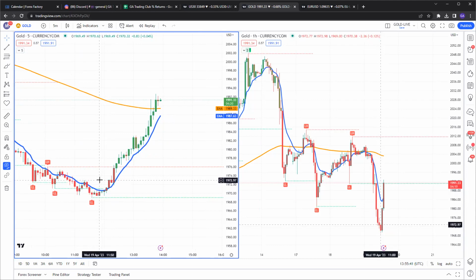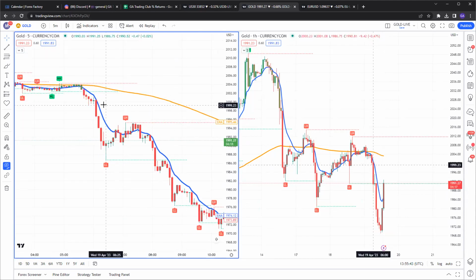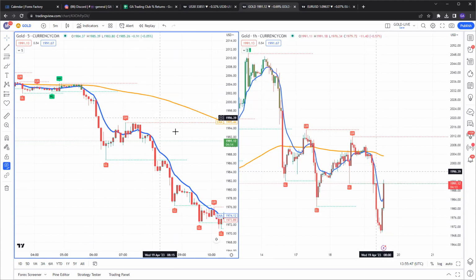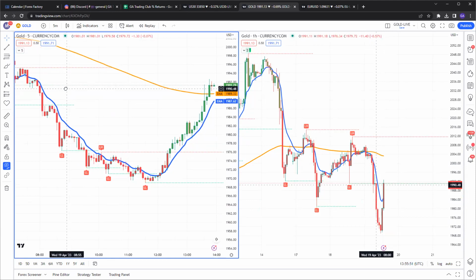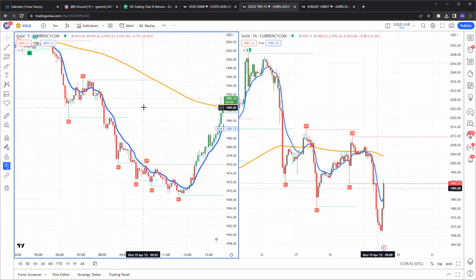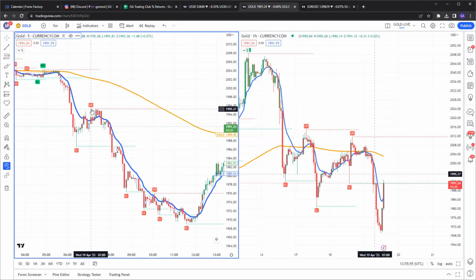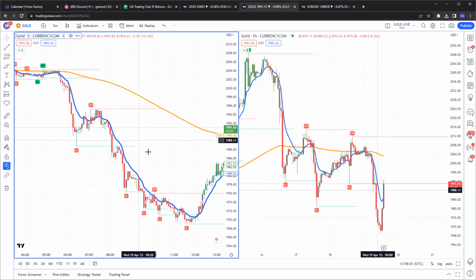This is 1972, call it 73, to 2003. Let me make sure I'm not tripping. That is a 300 pip move on gold. Now that is a trend on gold, right? The 80 pip move on gold, that is not a trend, right? Gold can easily do an 80 pip move in 1 or 2 5-minute candles.